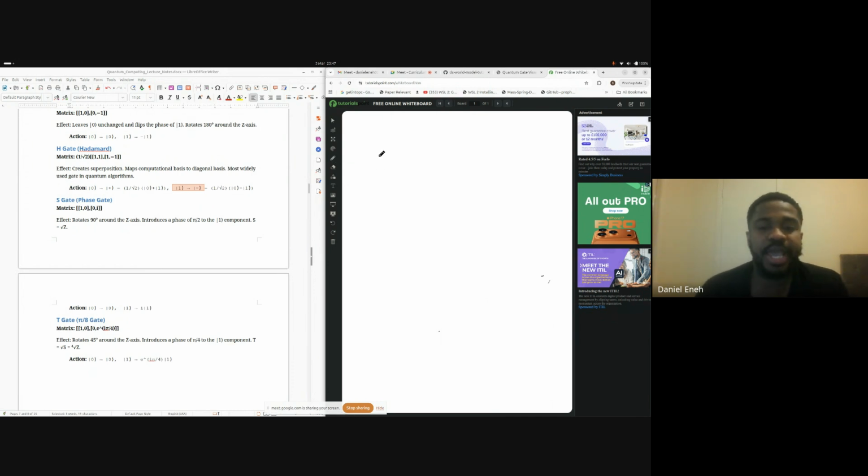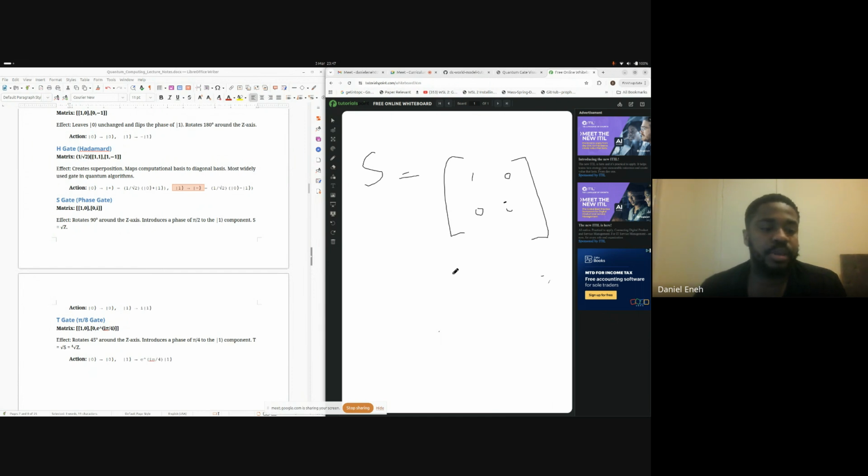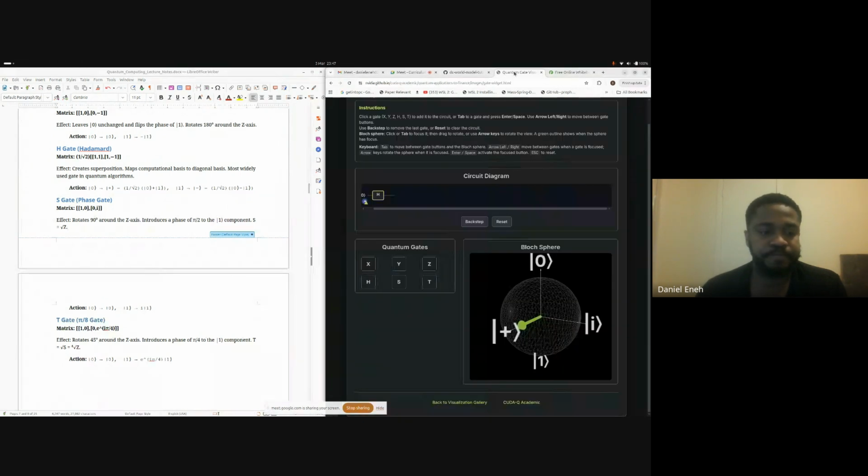So for the S gate, the matrix is defined like this: 1, 0, 0, i. So if you pass in a 0, it's going to be 0. If you pass in a 1, it's going to be i. I know this i will not reflect in this sphere, but it's showing a phase factor is present. So let's look at that.